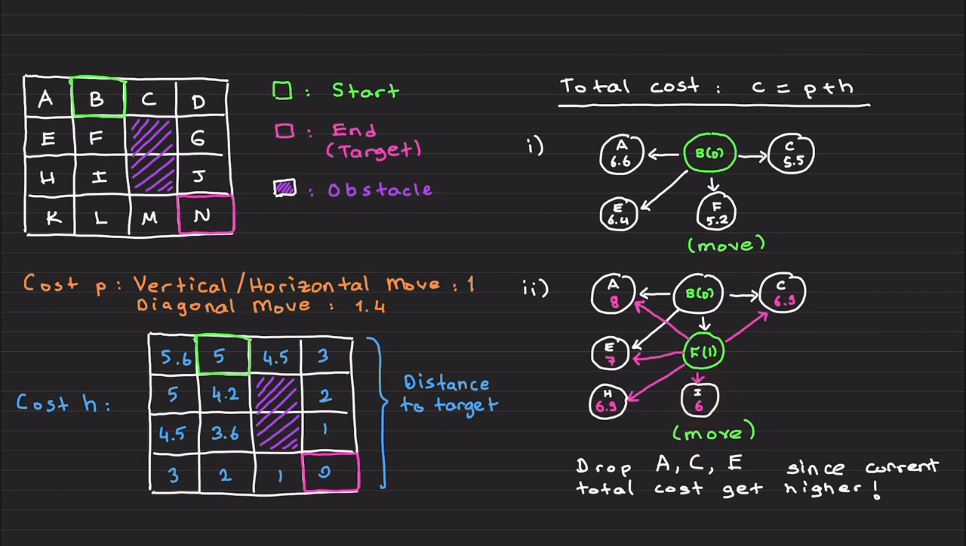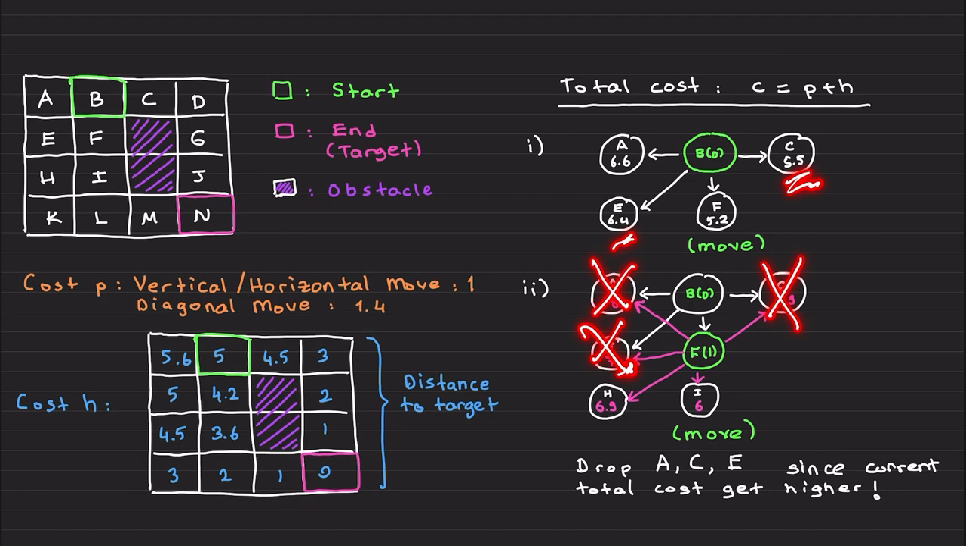Now, at this point, I realize something. I am going to drop A, C, E, right? Since the current cost, for example, moving to A will cost 8, but it is greater than my previous cost, meaning that instead of going like this, if I go like this, it will cost me much less energy. So it doesn't make sense to keep this, since moving to A has become higher. So I am going to remove A. Same for C, greater than 5.5. Same for E, it became 7, it was 6.4.